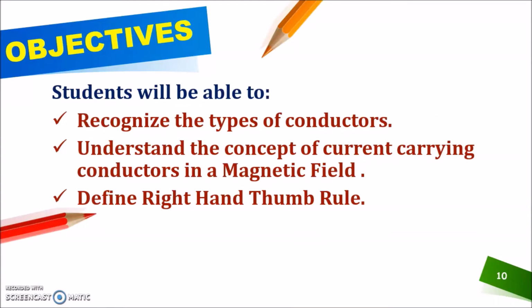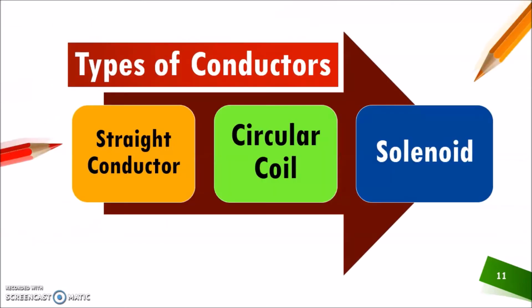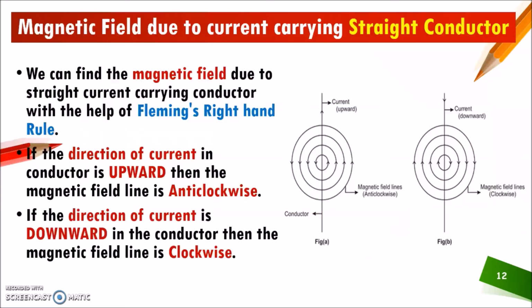Objectives. Students will be able to recognize the types of conductors used in this chapter, understand the concept of current carrying conductors in a magnetic field, and define the right hand thumb rule. So we have three types of conductors which we will be placing in the magnetic fields. First is straight conductor, second is circular coil, and third is solenoid. Okay, so we'll take the first one first.